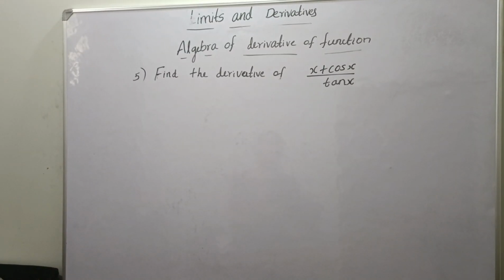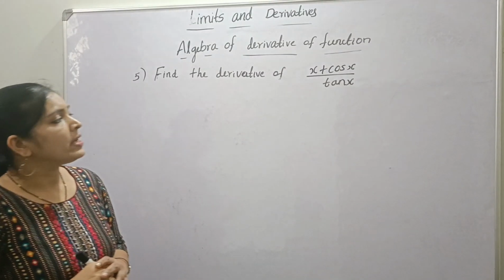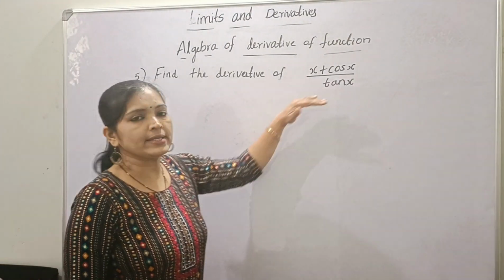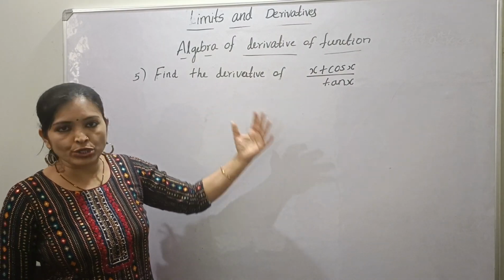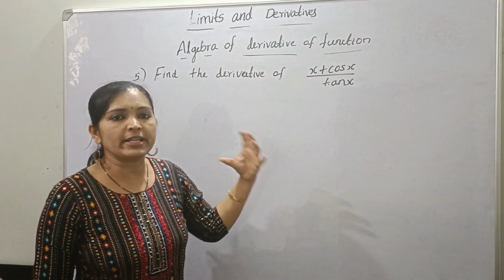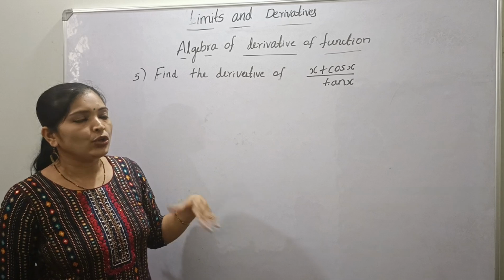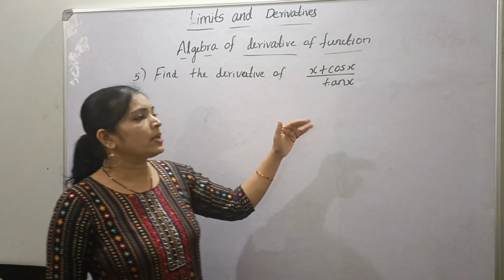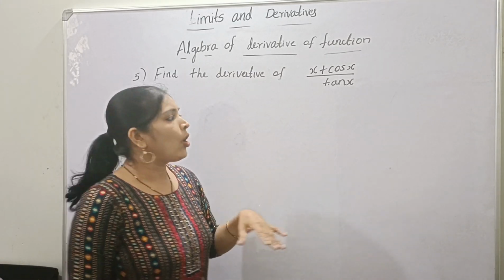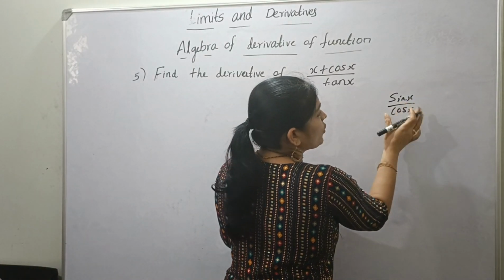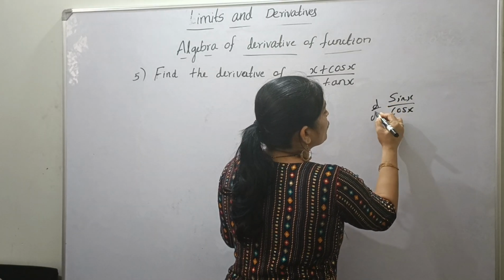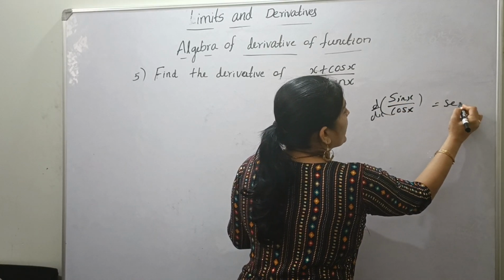Now let us go through the next question. Find the derivative of (x plus cos x) divided by tan x. Given function is (x plus cos x) by tan x. So here we will apply the quotient rule. So before that you should know what is the derivative of tan x. You will find the derivative of tan x either from the first principle or you can write tan x as sin x by cos x. Here you will apply quotient rule and you will get the derivative of tan x is sec square x.